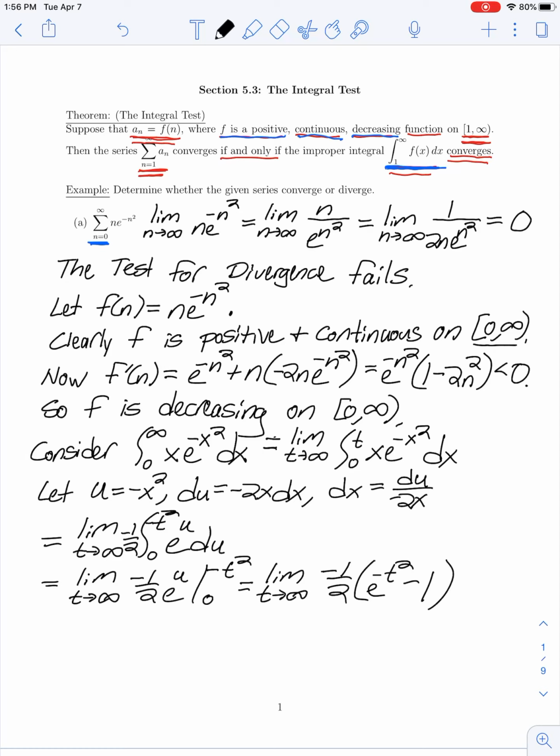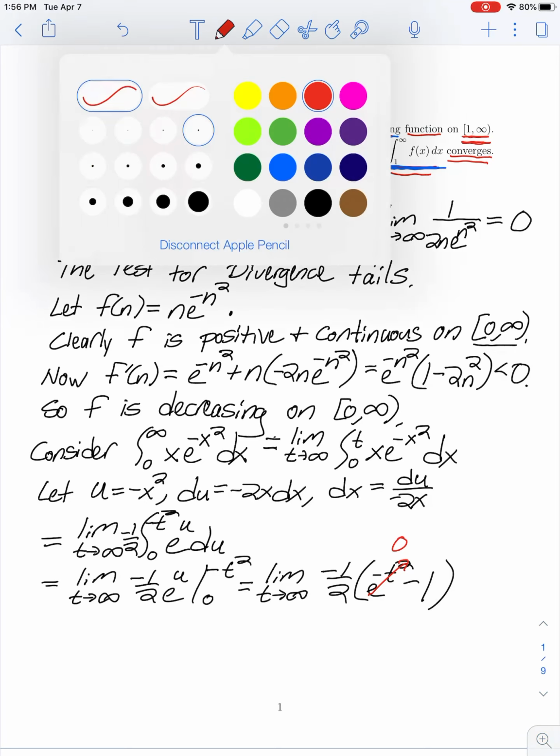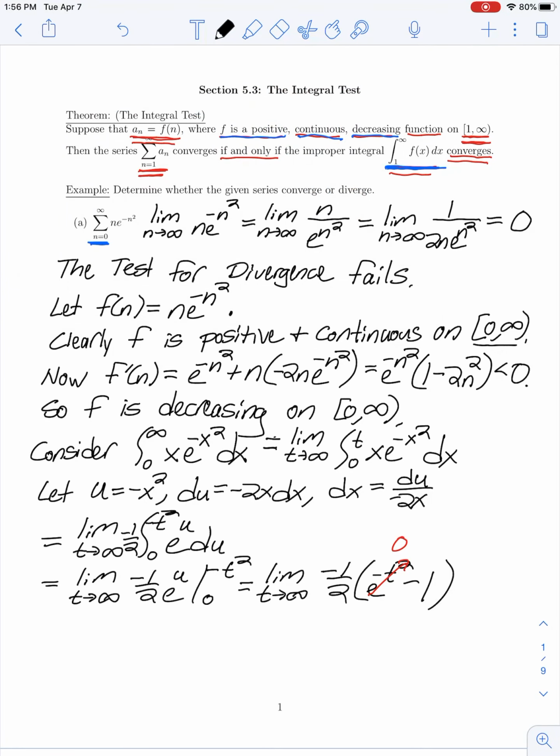And in our last step, we take the limit as t approaches infinity, and we see that this first term, e to the negative t squared, as t gets larger, will approach 0. So here we're left with a negative 1/2 times negative 1, which is positive 1/2. So this improper integral converged. It converged to a value of 1/2. And the integral test says, well, if that improper integral converges, then so does the series.